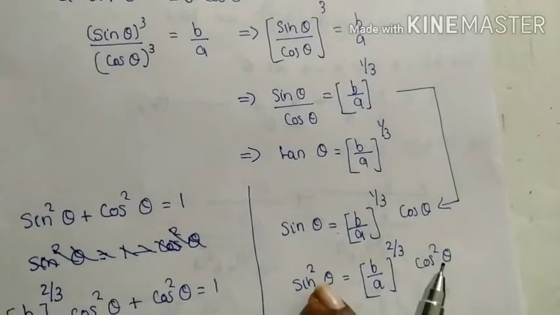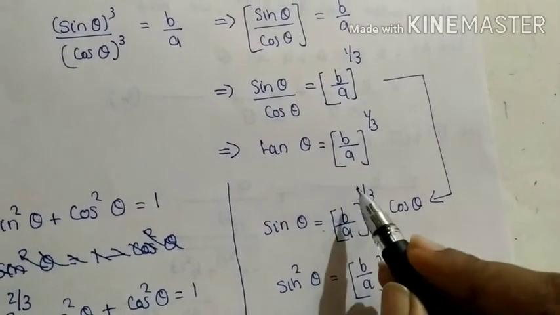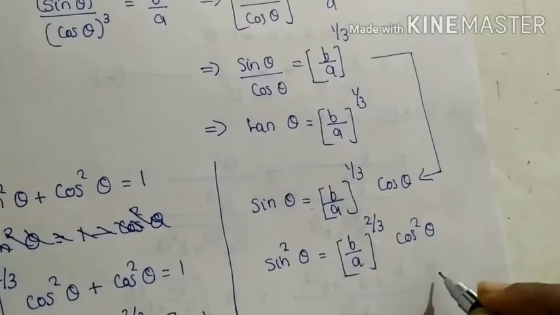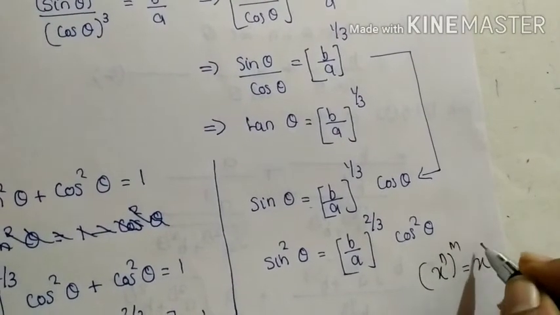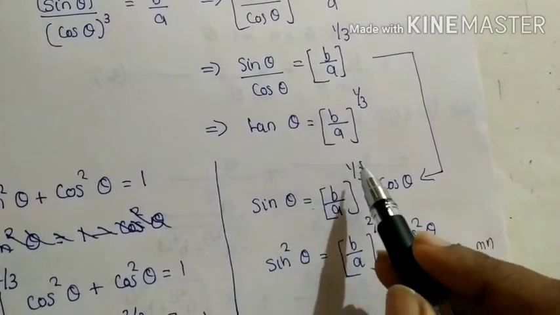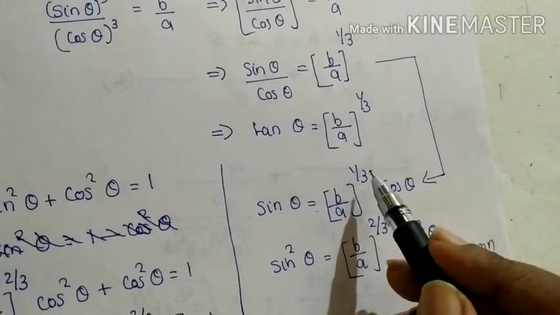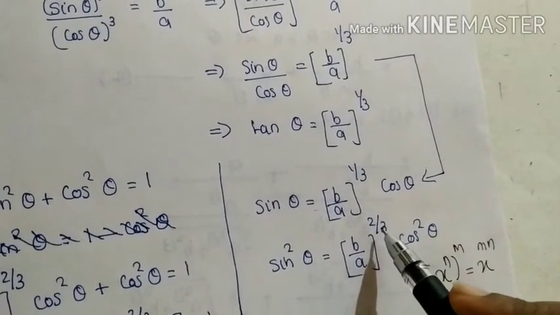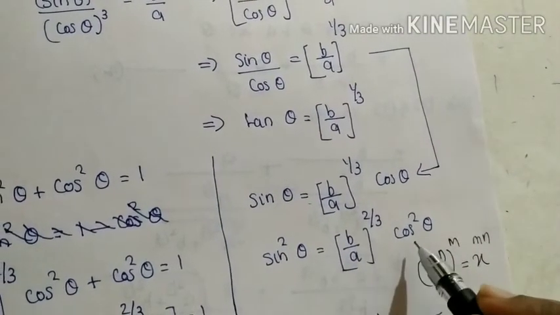And sin square theta equal to (b by a) whole raised to, this 1 by 3 changes to 2 by 3. We know the law of exponent, (x raised to m) whole raised to n can also be written as x raised to mn. So here, power 1 by 3 whole square, multiplying these two, 2 into 1 by 3, it will become 2 by 3 in the form of power, and (b by a) whole raised to 2 by 3 cos square theta.